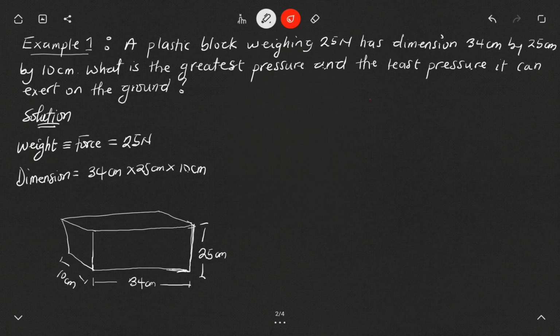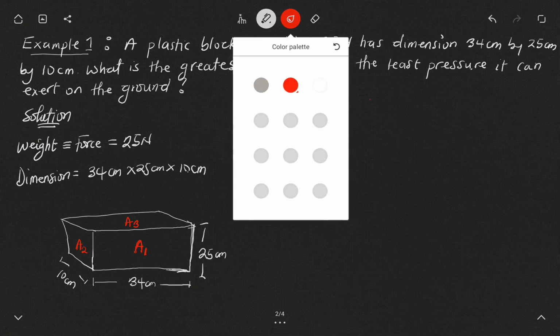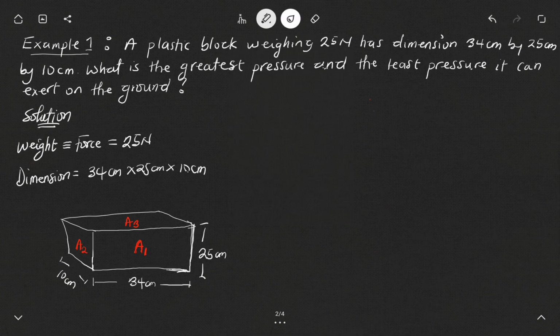So we can have area 1. So this surface, we can have here the surface over here as area 1. We can have the surface over here as area 2. Then we can have the surface at the top over here as area 3. So it means we have 3 different areas for this particular surface.